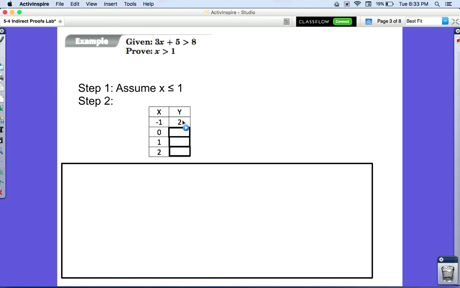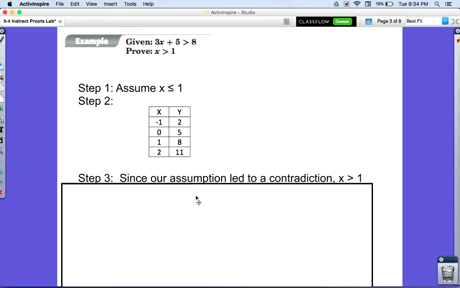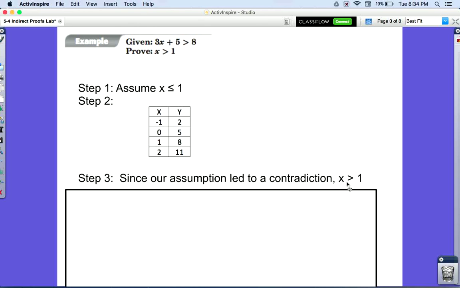If I plug -1 in, I get 3 times -1, which is -3, plus 5, which is 2. And 2 is not greater than 8. So that's our first contradiction. If I plug in 0, I get 3 times 0 is 0, plus 5 is 5, and 5 is not greater than 8, so that's another contradiction. We also have to make sure that we have 1, because we want to show that equal to is also false. If I plug 1 in, I get 3 times 1 plus 5, which is 8, and 8 is not greater than 8. 8 is equal to 8. So this is another contradiction. And if I plug in 2, I get 3 times 2, which is 6, plus 5, which is 11. 11 is greater than 8. So this is enough information to show that our assumption led to a contradiction. That means that x has to be greater than 1.